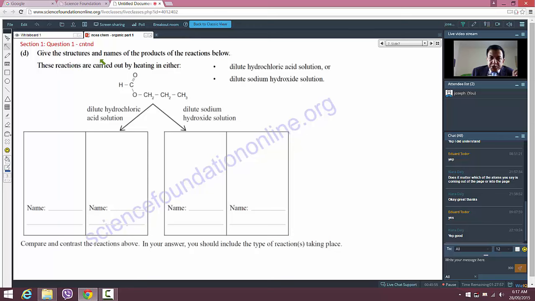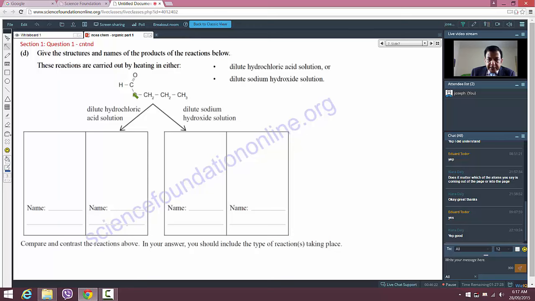Give the structure and names of the products of the reactions below. Now again, examination technique. Read the question fully, give the structures and names. Here you were not likely to forget it because they had these boxes drawn up for the reactions below. These reactions are carried out by heating in either, this stuff here is what we are beginning with, right?